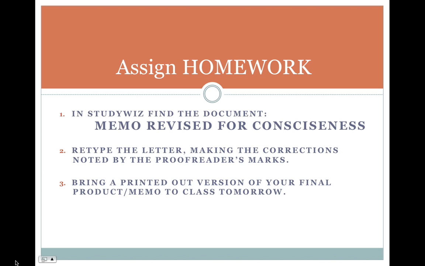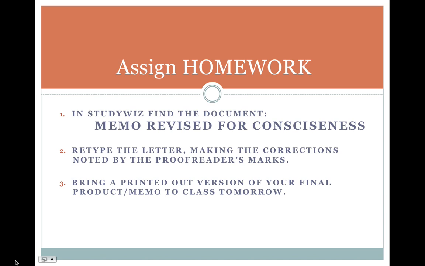All right, so the next thing that you're going to do is take a look at what is called the memo revised for conciseness. You'll find this in StudyWiz in the Unit 5 folder, and inside that folder is a subfolder called Proofreading. So this memo revised for conciseness is in the Proofreading folder.